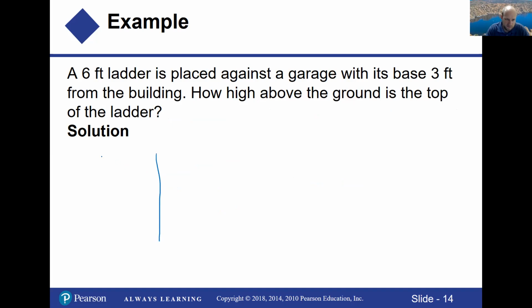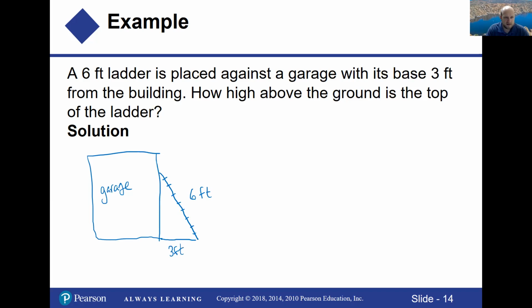If we draw this out, even if I was in person with a nice whiteboard, my picture really would not be much better. But we have this garage and a 6-foot ladder. It's leaning up against the garage. Maybe they're fixing the garage door outside or something. This is 6 feet, and then its base is 3 feet from the garage building.